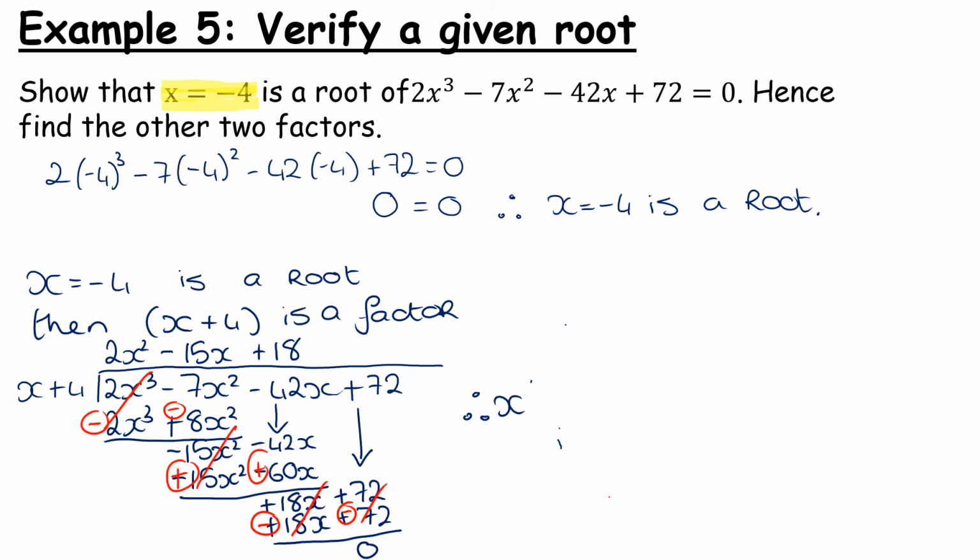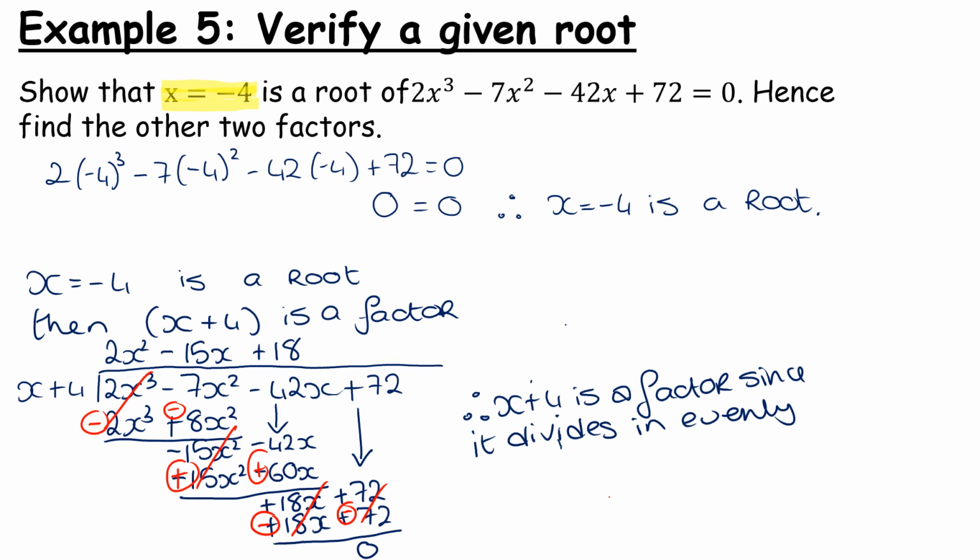Therefore, x plus 4 is a factor, since it divides in evenly, which again means no remainder, and since x plus 4 is a factor, therefore x equals minus 4 is a root. Okay, so that's the first part done.